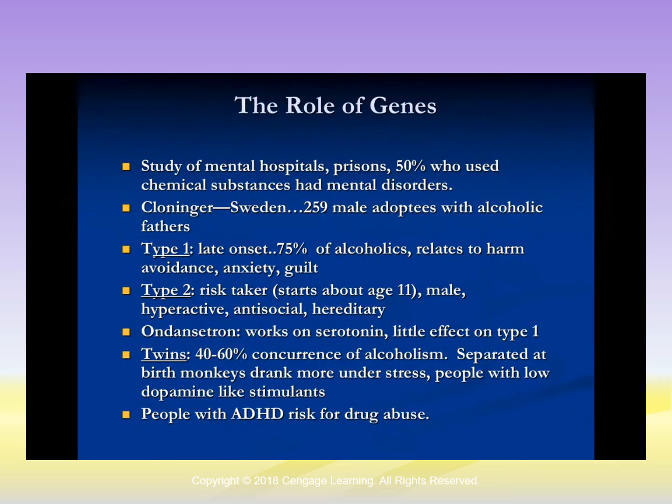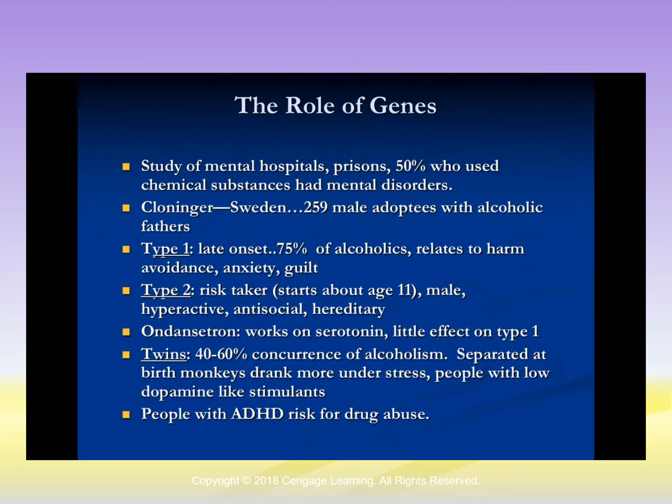Okay. Right. Now, the Cloninger study looked at two different types of alcoholic behavior. One was late in onset, which was 75% of the alcoholics, meaning that there might have been a precursor incident that related to harm avoidance, anxiety, or guilt.